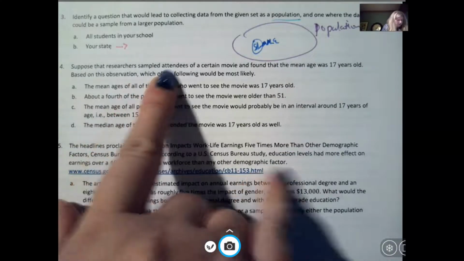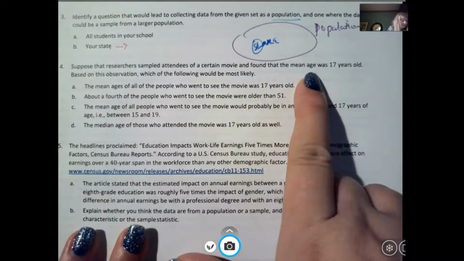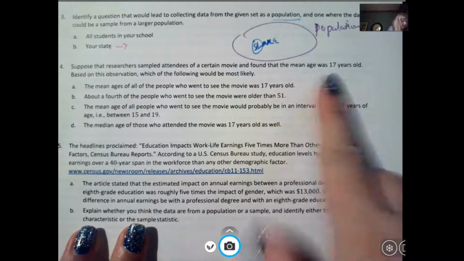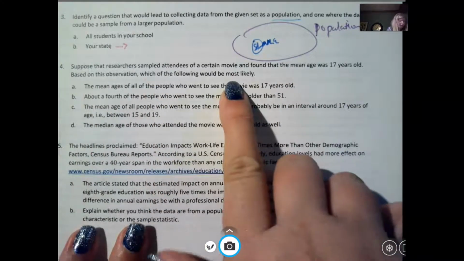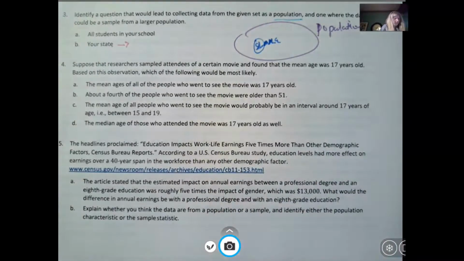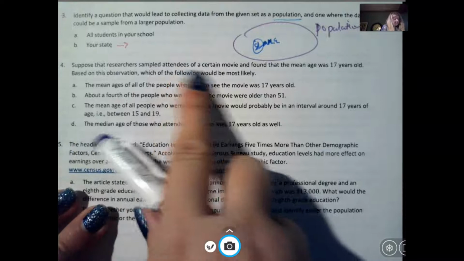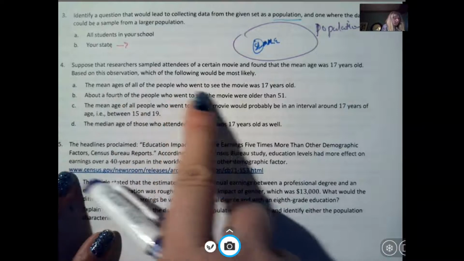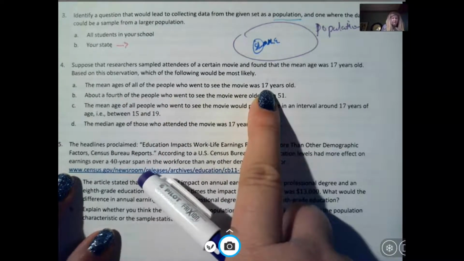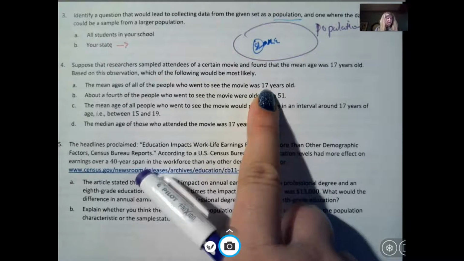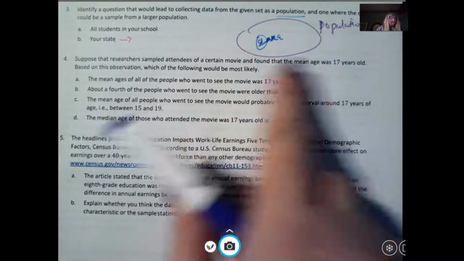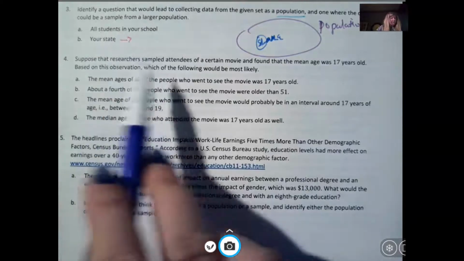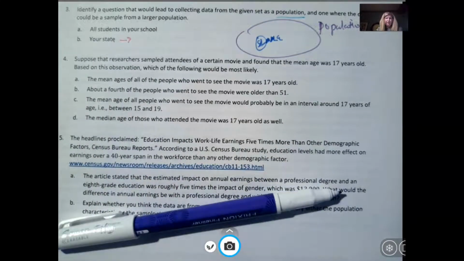Suppose the researchers sampled attendees of certain movies and found the mean age, so that's the average, was 17 years old. Based on the observation, which of the following would be most likely? So they sampled attendees of a certain movie. The mean age of all the people who went to see the movie was 17 years old. Would that make sense? Which of the following would be most likely?